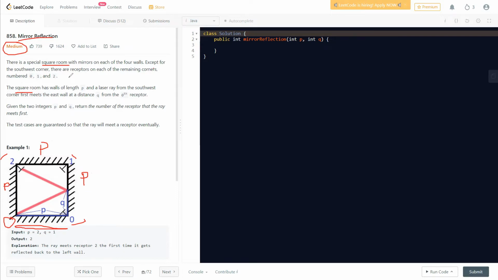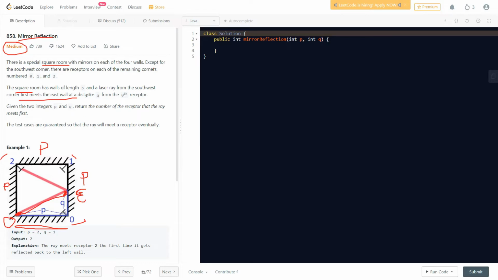Now, further, the southeast corner has a laser ray. So the ray is being directed from here. This laser ray from the southeast corner first meets the wall, the west. So this is the west wall. A ray is directed, and you can see it meets the wall at the west. Sorry, at the east wall. So this is our east wall. That's what they say.